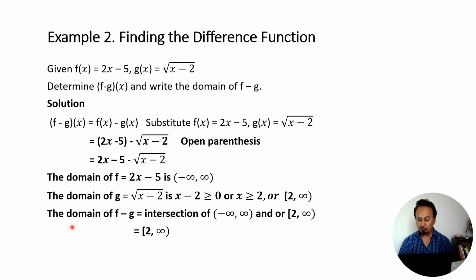Now, to find the domain of f minus g, we take the intersection of the domain of f, which is negative infinity to infinity, and the domain of g, which is 2 to infinity. The common part of these two domains is 2 to infinity. So that's the domain of the f minus g function.